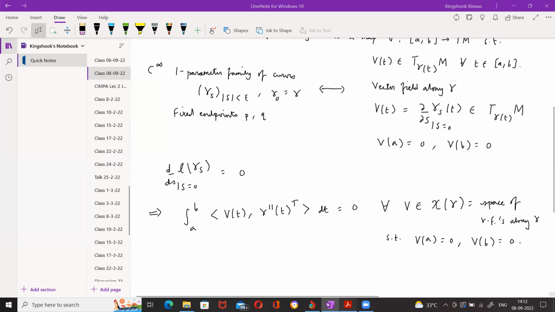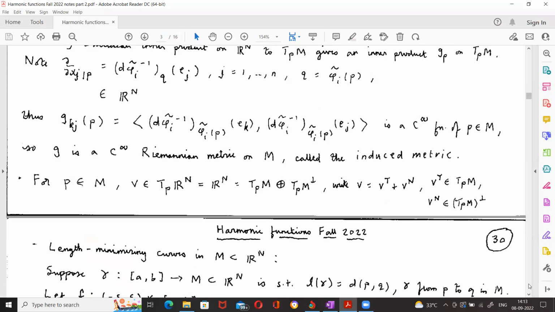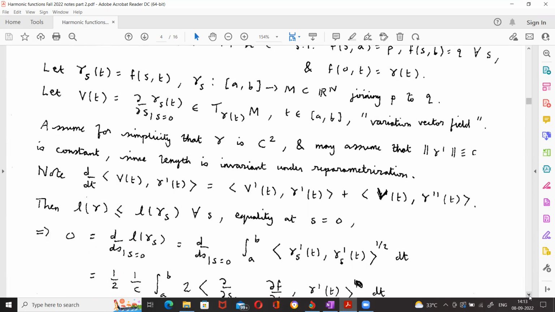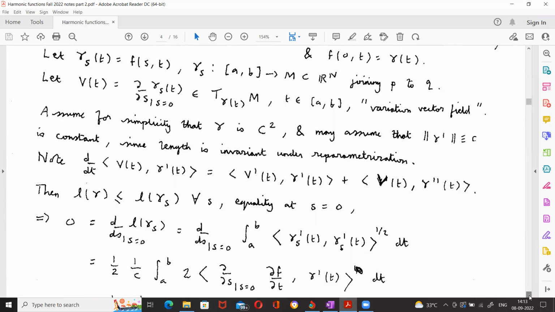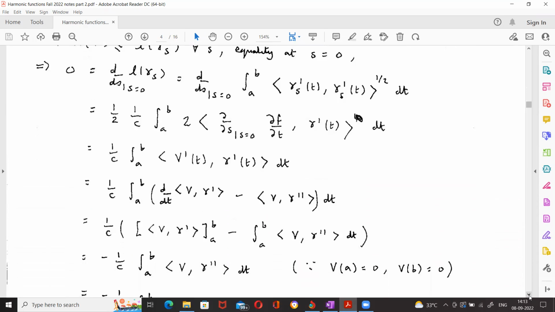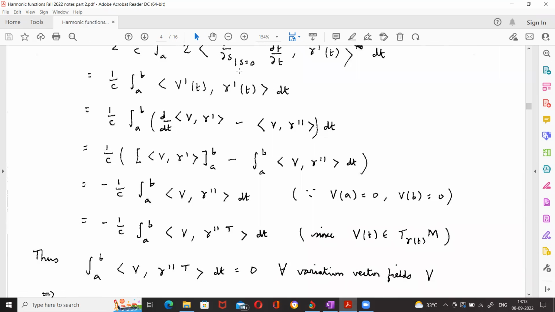So we got this by computing the derivative of the length, assuming that gamma was unit speed. We could differentiate the length at s equal to 0, and you get that it's 1 over some constant c times an integral of v prime t gamma prime t. And then here we did an integration by parts, basically.